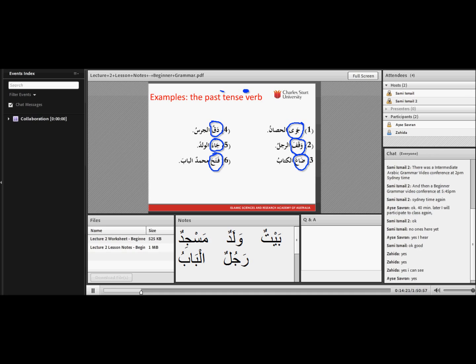So, very quick recap. We're talking about fi'l Madi, past tense verbs in the Arabic language. Some examples are jara, waqafa, da'a, daqqa, ja'a, fataha. Now, we'll move on to the next slide, inshallah.